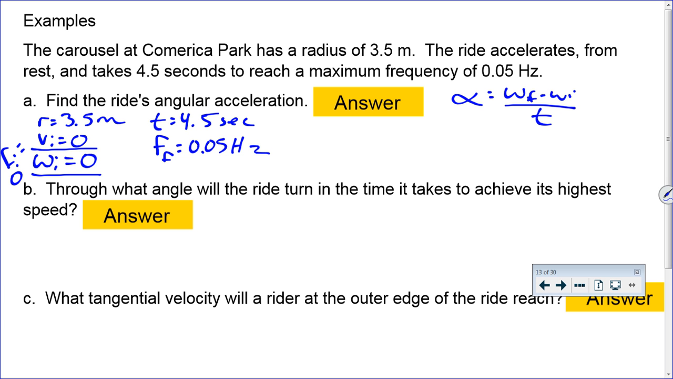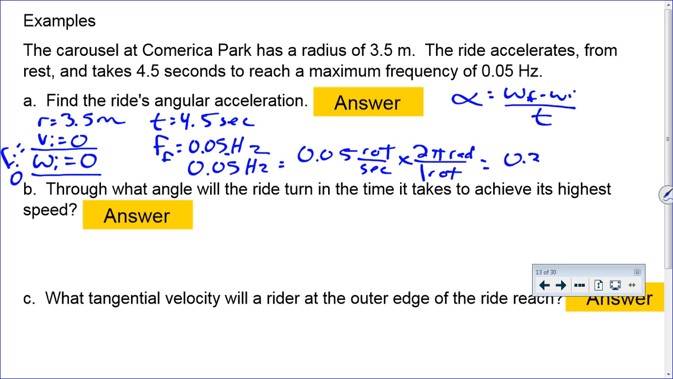So remember, there is an intrinsic connection between frequency and angular velocity. Some books give you this as an equation, which I don't love. It works, but in my mind, that's just another equation to memorize. To me, it's just dimensional analysis. It's just converting, because what is a hertz? If we've got 0.05 hertz, that's the same as 0.05 rotations per second. I know that one rotation is the same as 2 pi radians, so that gives us 0.314 radians per second.